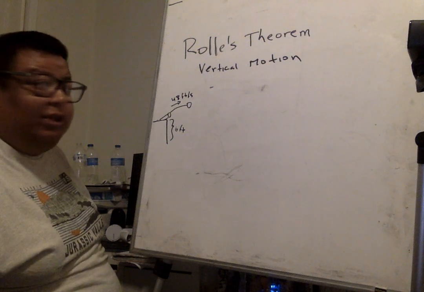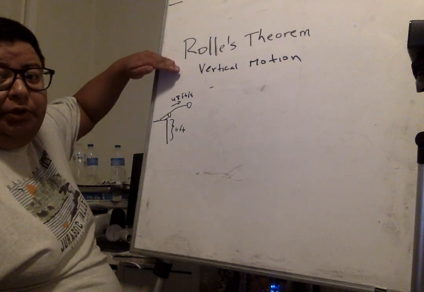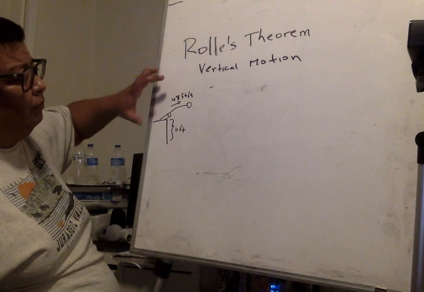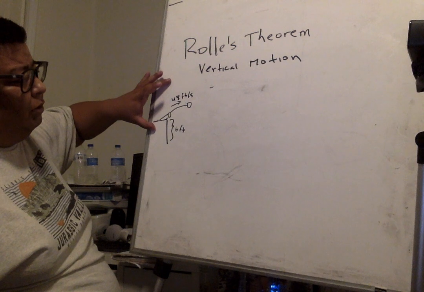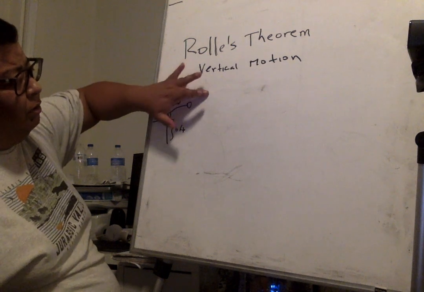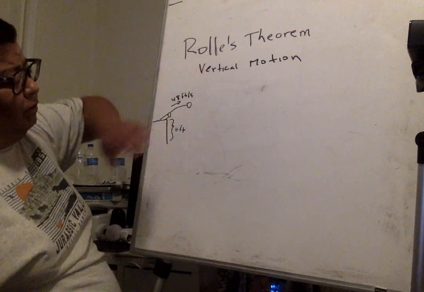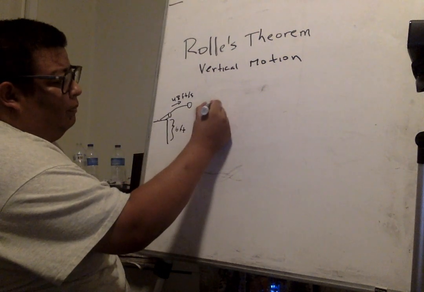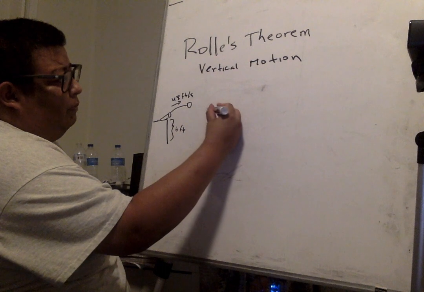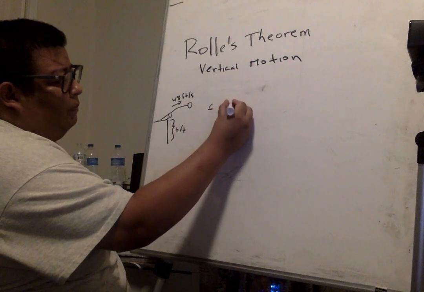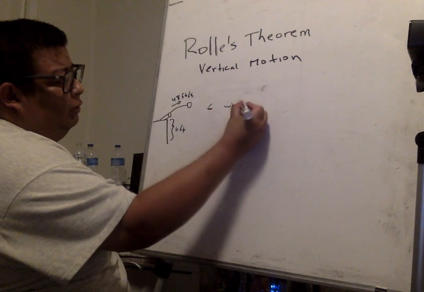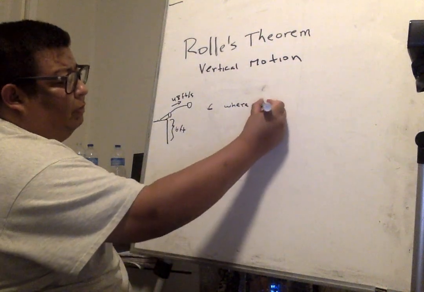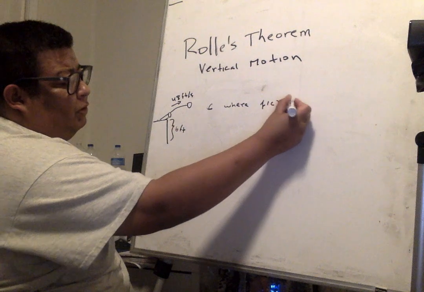Welcome students. In this video we're going to talk about vertical motion. We're going to use Rolle's theorem to find a c where f prime of c equals 0.